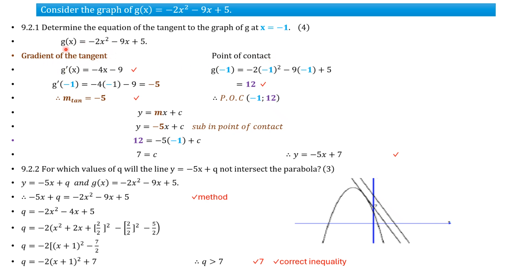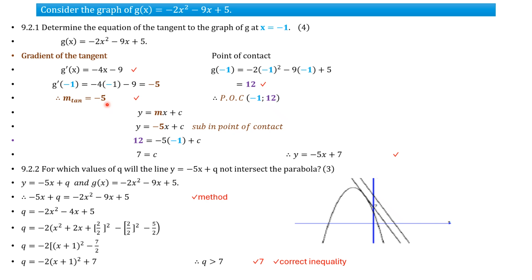So first derivative: 2 times minus 2 gives me negative 4. 2 minus 1, x to the power 1. 1 times negative 9 gives me negative 9. And the constant falls away. Substitute x equals minus 1 in there. So g prime of negative 1 equals minus 4 times negative 1 minus 9, which gives me negative 5. So my gradient of the tangent would then be negative 5.